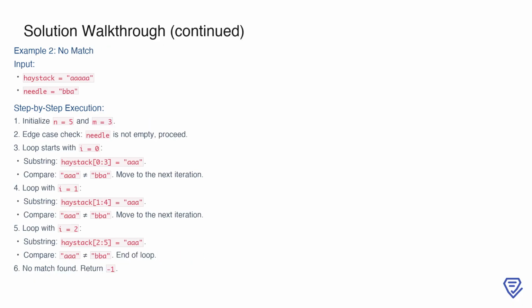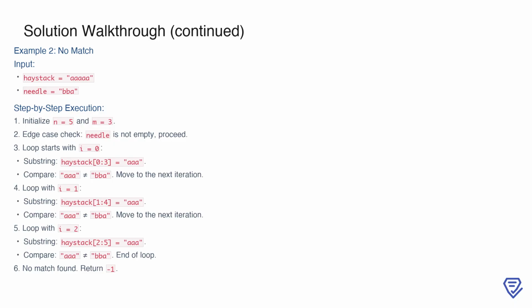Now, let's look at example 2, where the input haystack is AAAAA and the needle is BBA. Here, n, the length of the haystack, is 5, and m, the length of the needle, is 3. Since the needle is not empty, we proceed with the loop. Starting at index i equals 0, we extract the substring haystack[0:3], which is AAA, and compare it with BBA. They don't match, so we move to the next iteration. At i equals 1, the substring becomes haystack[1:4], which is again AAA, and still doesn't match BBA.